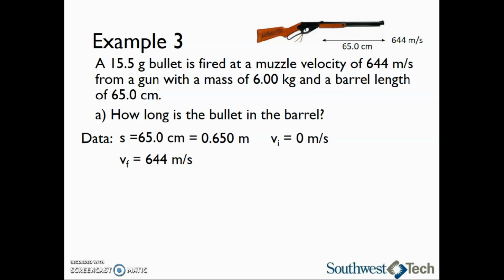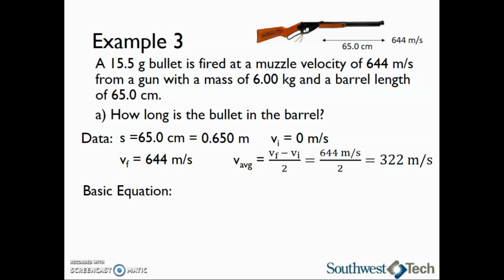Since we know initial and final velocity, we also know the average velocity, which is the final velocity plus the initial velocity divided by 2. Therefore, the average velocity of the bullet is 644 meters per second divided by 2, which is 322 meters per second. Next, we will need a basic equation to solve for time. We know that S equals the average velocity times time. This is the length of time the force is applied to the bullet.